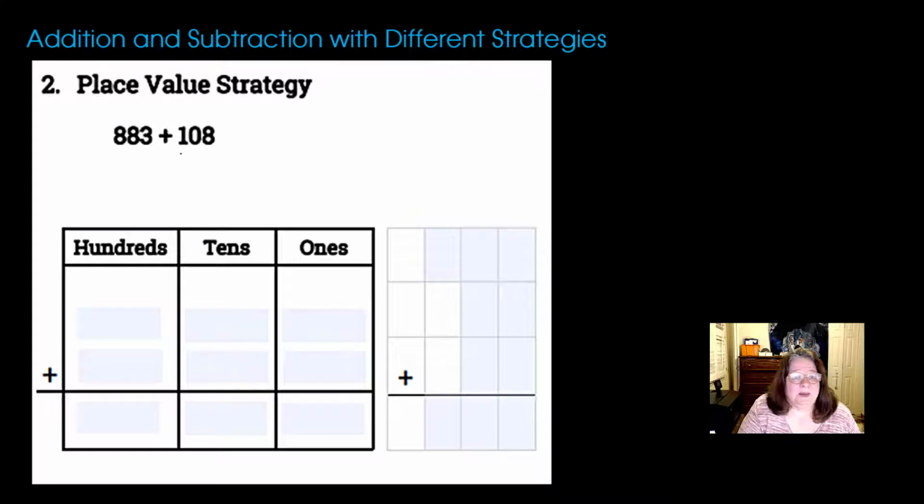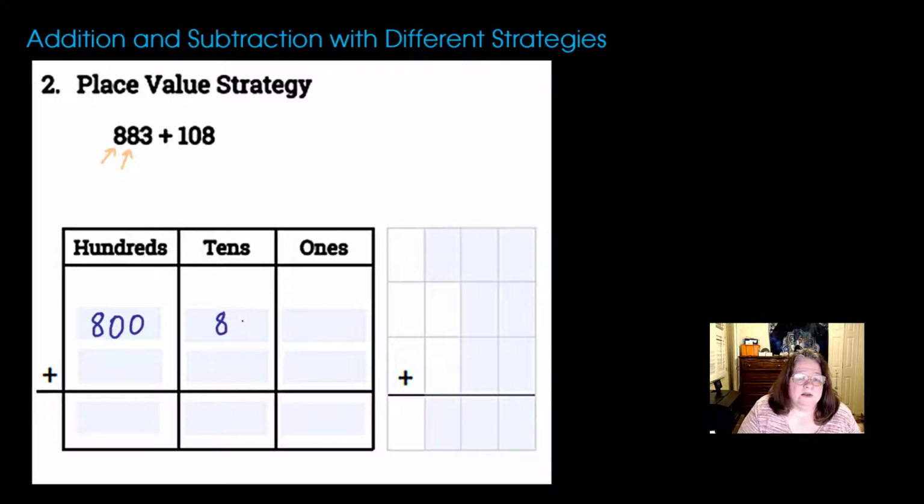And expanded form is based on place value, which is why it's called the place value strategy. So let's do that. Let's break up this first add-in, 883, into expanded form. The 8 is in the hundreds place, so we write 800. Our next digit is also an 8. It is in the tens place, so its value is 80.